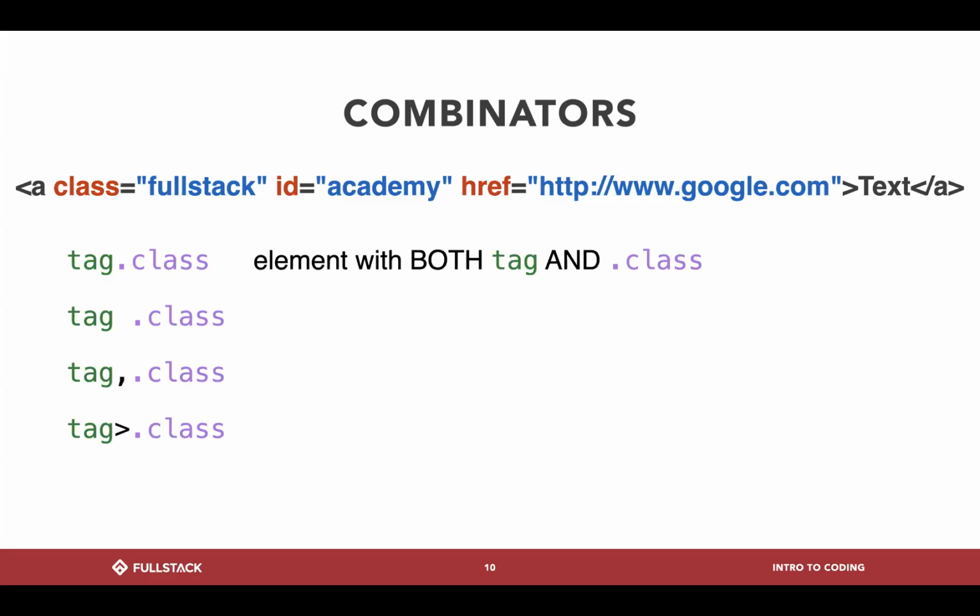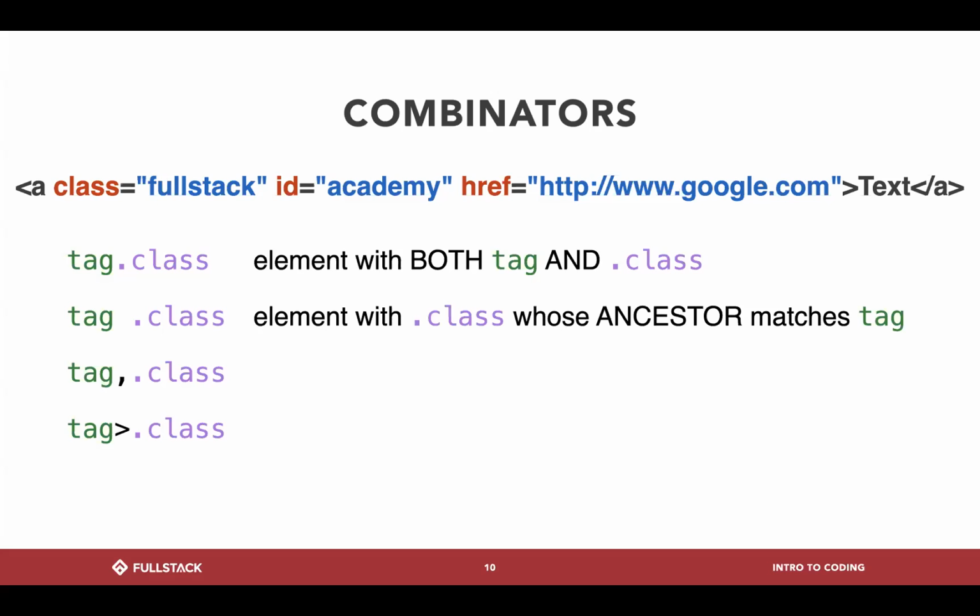So we have 4 of them here. If you push them right next to each other and you don't leave any space, that is to say elements with both this thing and this other thing. So in this case, we have a tag and a class. And this would say, give me an element with both this tag and this class.